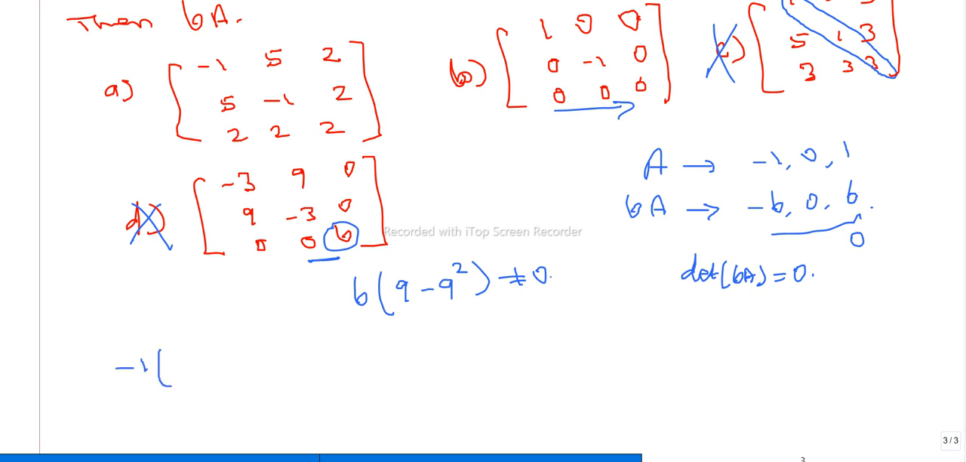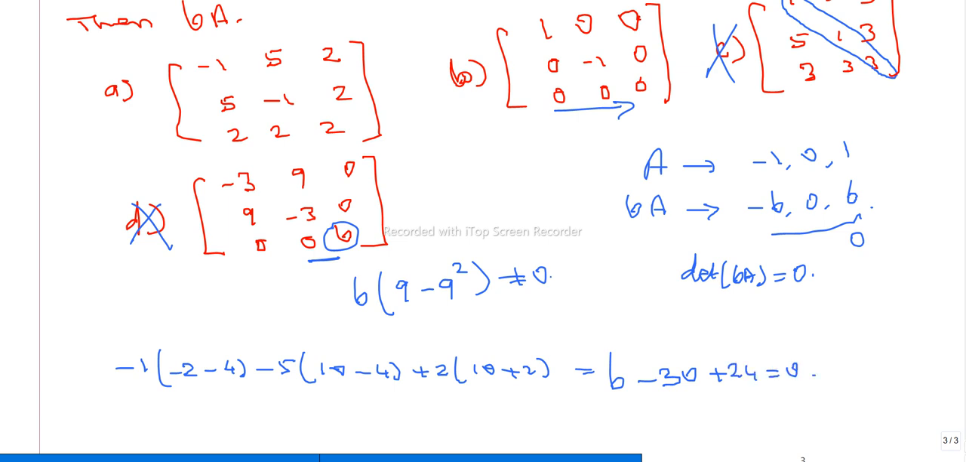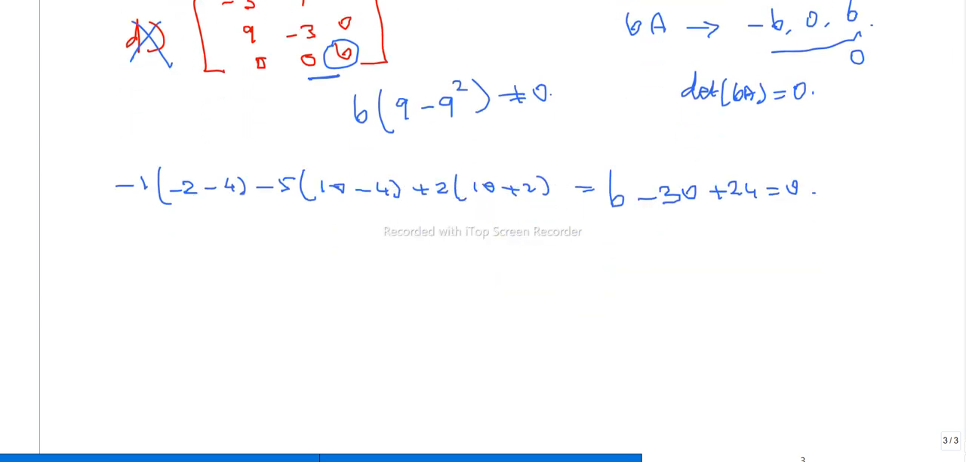So that is minus 1 into (2 minus 2), minus 2 into (minus 4 minus 5) into (10 minus 4), and then plus 2 into (10 plus 2). So this would be minus 6 plus 6 and then 6 minus 30, and then this should be 12, 24. So we get 0. Therefore we have to find another way. Now how to find this one?